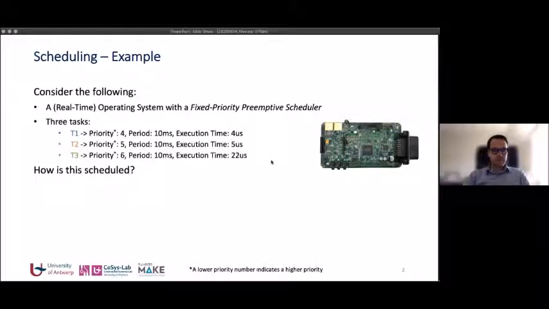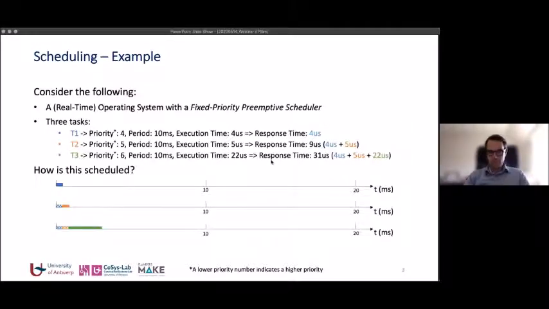My question is, how is it scheduled? Since you're in a live meeting, I'm going to provide you the answer, which is the following. The first task will be scheduled immediately, so its response time will be the same as its execution time, which is 4 microseconds. The second task has to wait a little bit before the first task has completed, so its response time will be 9 microseconds, which is a sum of 4 microseconds from the first task and 5 microseconds of execution time of the second task. And the third task, well, you can figure it out by yourself. Its response time will be 31 microseconds because it has to wait for the first and the second task.